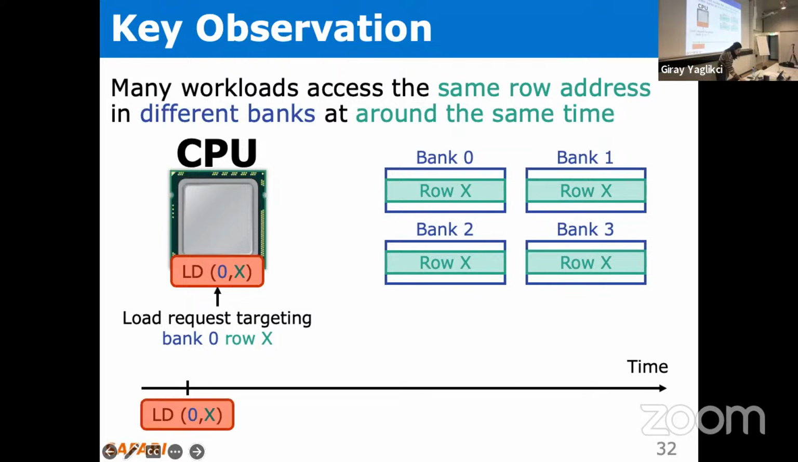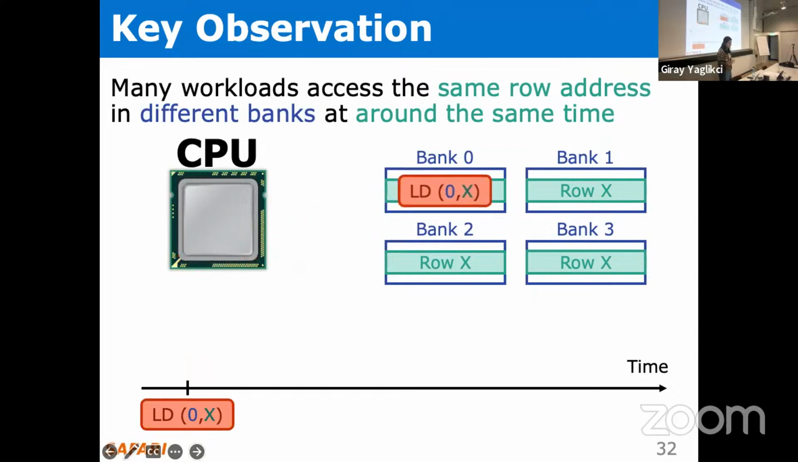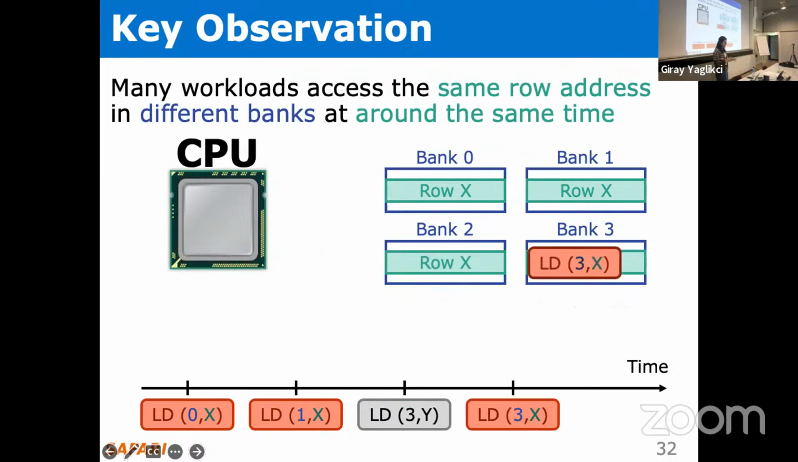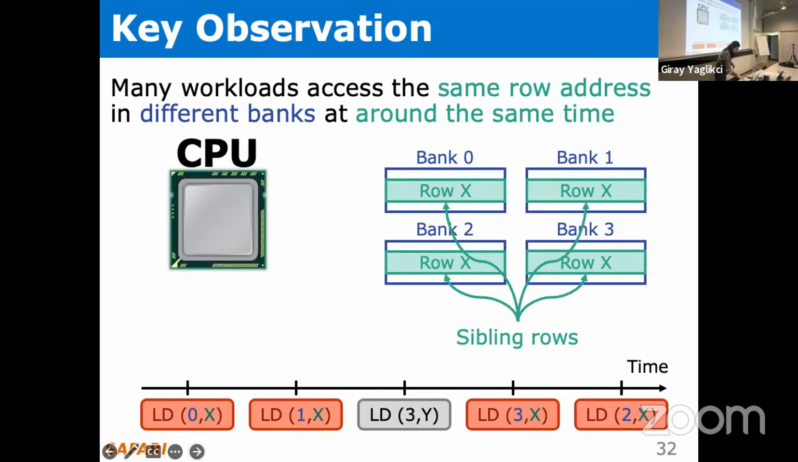The CPU issues the request to its target bank and row, and it repeats this access pattern for other banks. There might be other requests targeting different rows at the same time, but this does not contradict our observation. Eventually, the CPU accesses the same row address across all banks. And we call the rows with the same address sibling rows.